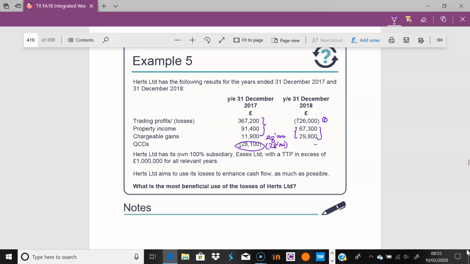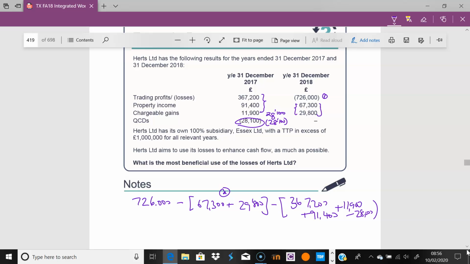So the question is, what is that amount I'm going to give to the parent? That amount has to be, well, from 726,000, I want to make sure I take out what I have, 60,300, plus 29,800, which is for my year. But then I also want to make sure I take out 367,200 plus 91,400 plus 11,900 minus 28,100. I'm just going to do this bit first: 367,200 plus 11,900 plus 91,400 minus 28,100, and that's 442,400.